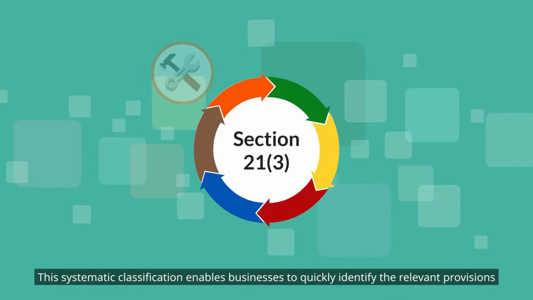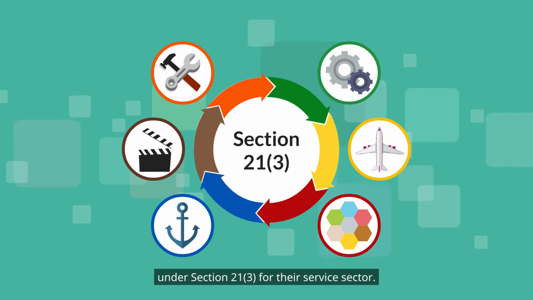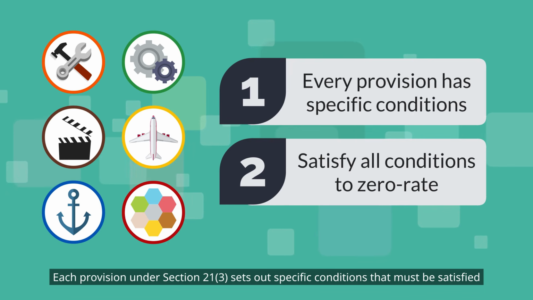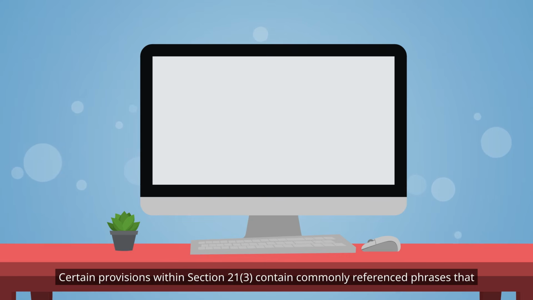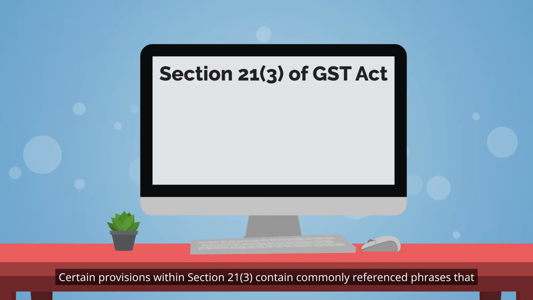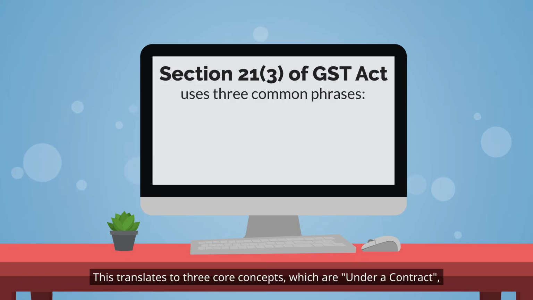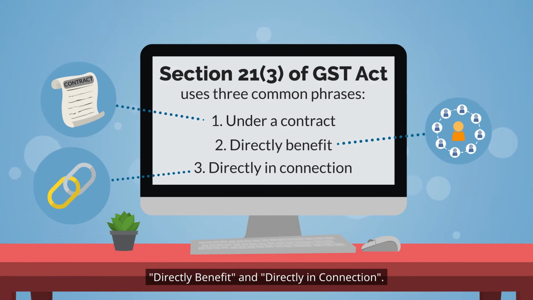This systematic classification enables businesses to quickly identify the relevant provisions under Section 21(3) for their service sector. Each provision under Section 21(3) sets out specific conditions that must be satisfied to qualify for zero rating. Certain provisions within Section 21(3) contain commonly referenced phrases that businesses must evaluate when determining if their services qualify for zero rating. This translates to three core concepts, which are under a contract, directly benefit, and directly in connection.